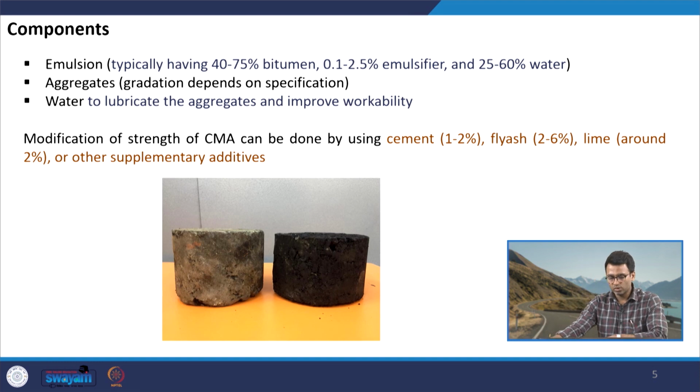This picture shows just a pictorial difference between what is the appearance of cold mix asphalt in contrast to hot mix asphalt. As is very evident from this particular picture, you see on the left hand side we have the cold mix asphalt, which appears to be more of light to dark brown color in comparison to hot mix asphalt, which is more of black in color.